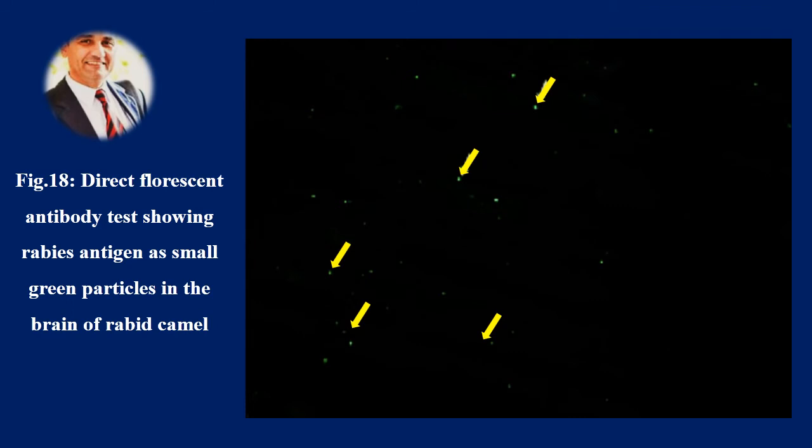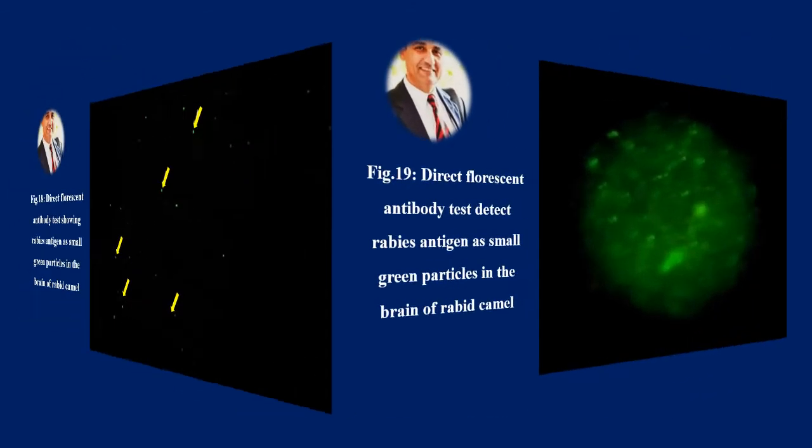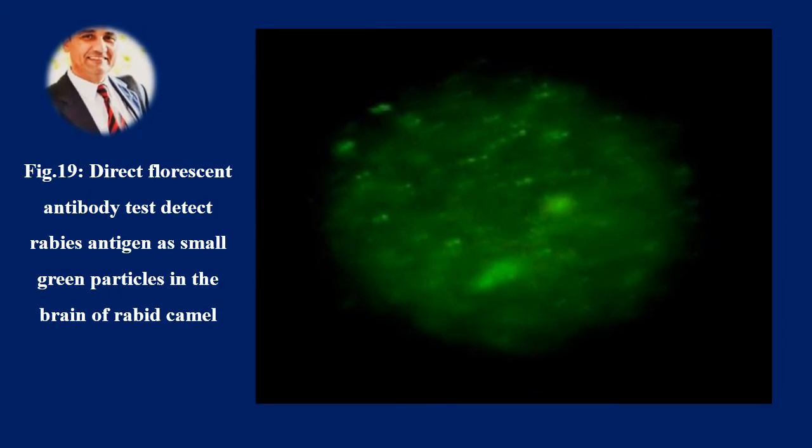This figure shows the direct fluorescent antibody test showing rabies antigen as small green particles in the brain of rabid camels, as indicated by the yellow arrows in the figure. This figure shows the direct fluorescent antibody technique test detecting rabies antigen as small green particles in the brain of a rabid camel. We magnify the picture here.